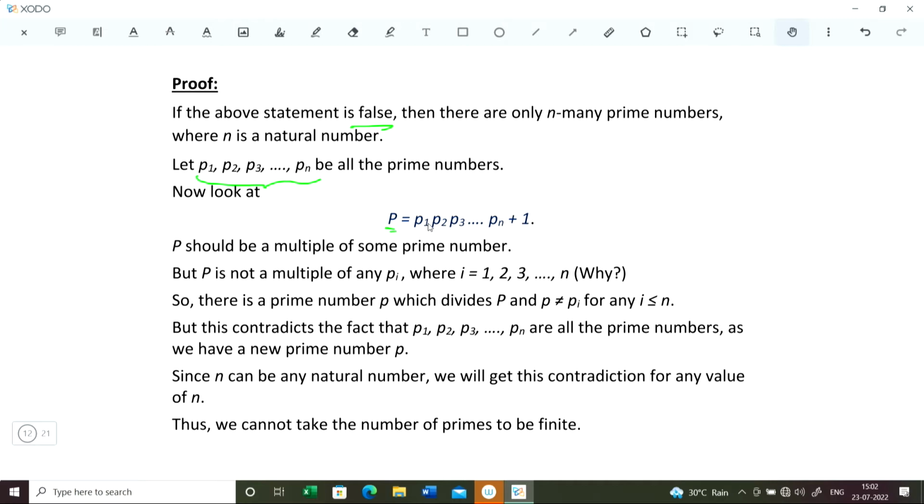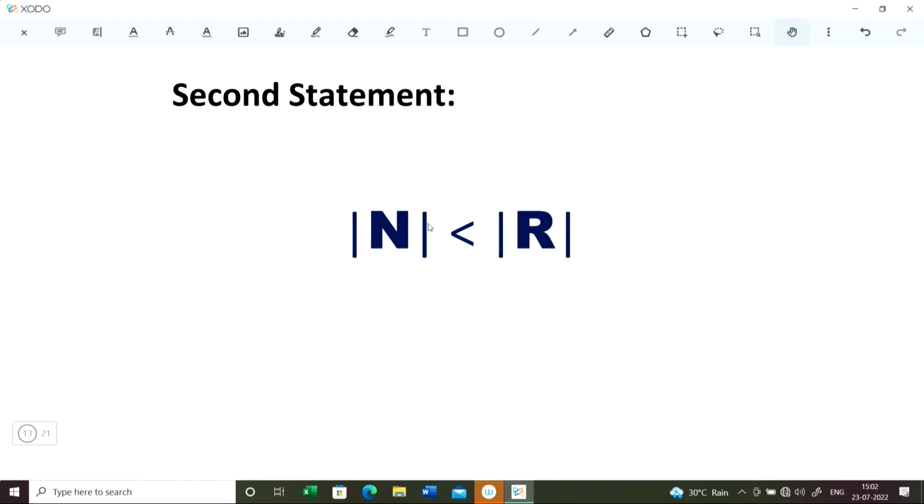I would like you to keep that structure in mind, because we will have a very similar proof for our next statement, which is that the cardinality of the set of natural numbers is strictly less than the cardinality of the set of real numbers. So does anyone have any explanation like why this is true?